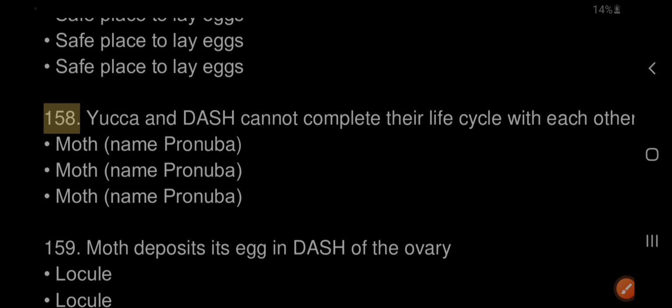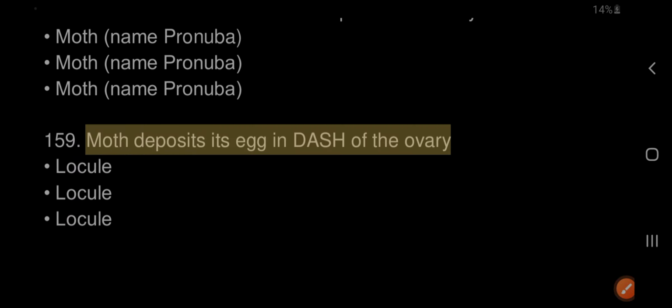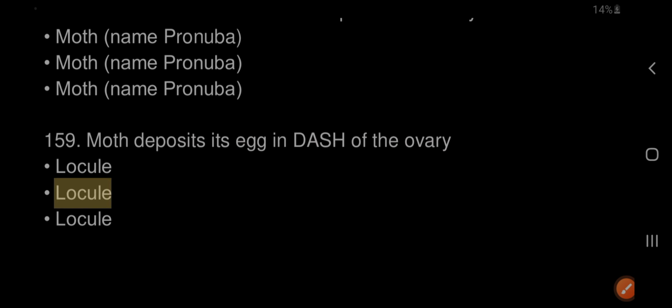Moth name: Pronuba. 159. Moth deposits its egg in dash of the ovary. Locule. 160. Define nectar robbers.